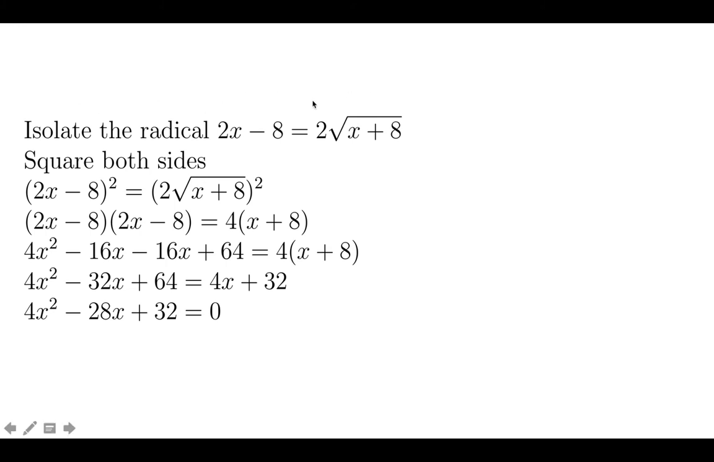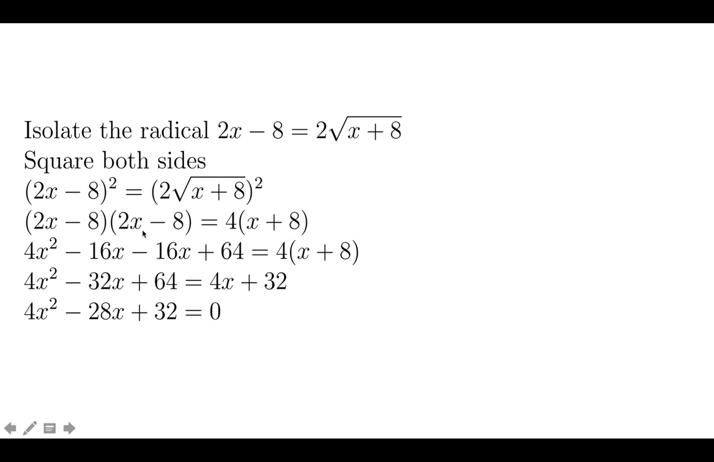Okay, now that I've got the radical, along with his buddy 2, isolated, I square both sides. So on the left side, I'm going to have to FOIL again. 2x minus 8 squared means multiply it by itself. On the right, squaring this quantity here, I get 2 squared, which is 4. And root x plus 8 squared is just x plus 8.